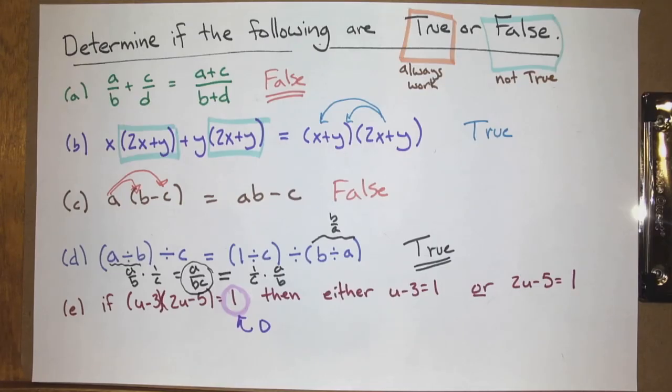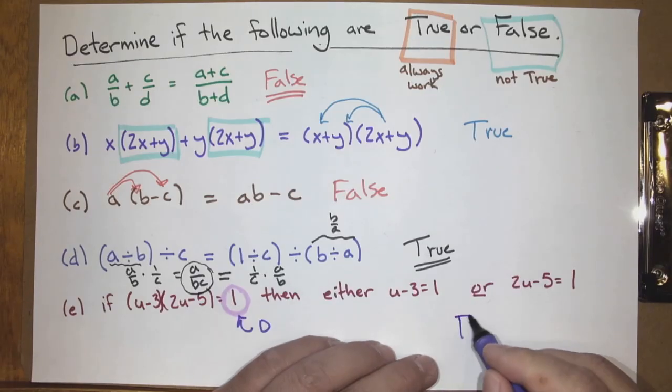Is there a way to multiply two things together and get 1? Anyone have a pair of numbers that does that, which are not 1? -1 and -1 does it. Any others? 1/2 and 2 does it. 1/3 and 3 does it. There are many, many ways that you can multiply things together and get 1 where these terms don't have to be 1. It's 0 that has that property. And so this is a false statement.